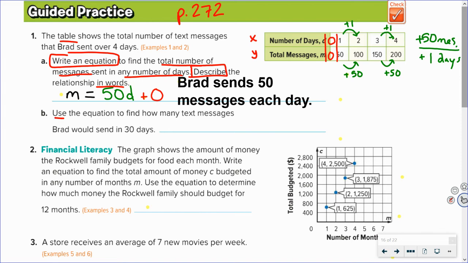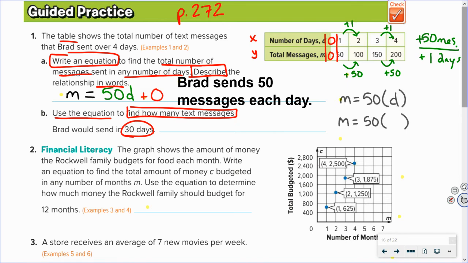Next part, using the equation, we would like to find how many text messages in 30 days. So I'm going to rewrite the equation. But we know the number of days. So instead of writing 50 times some missing number D, we're going to write 50 times 30. 5 times 3, 15, with a couple zeros for place values at the end, 1,500 text messages. Pause your video if you need, copy down what you need in your textbook, come on back when you are ready.